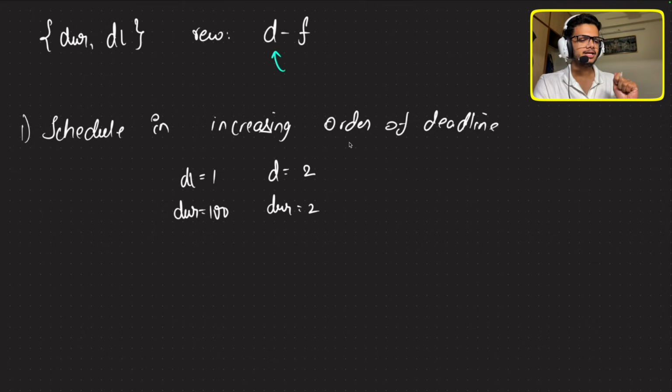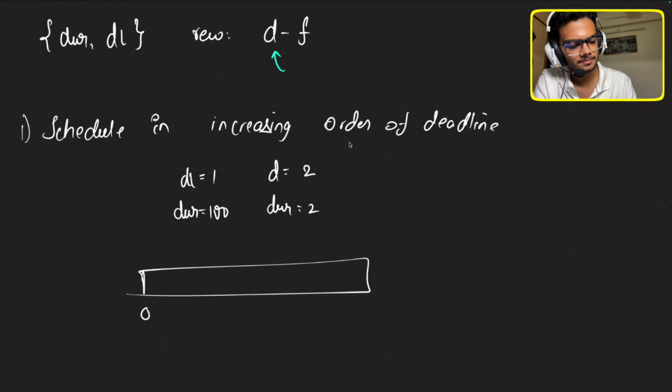Now if you follow the strategy of scheduling in increasing order of deadline, what you'll do is you'll first schedule this task which has 100 duration. Initially it was 0, and you schedule this task which has 100 duration, so it will be completed at 100. This guy's deadline was 1, right? And then you will have to schedule this task with a duration 2, so it will be completed at 102, but its deadline was simply 2.